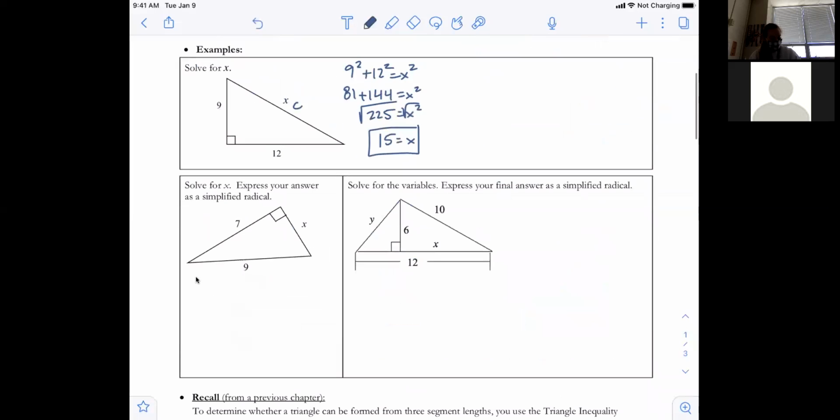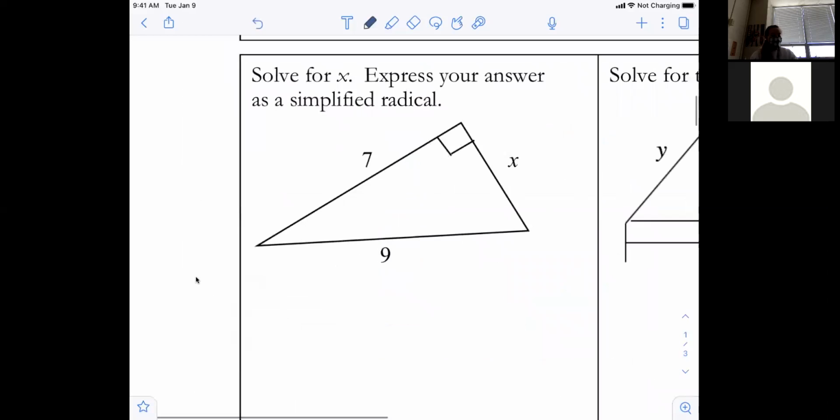We got another one where we got to solve for x. This one says express your answer as a simplified radical. It means if you give me a decimal, you are wrong. So where does x go here, a, b, or c? Does it go for c? No. Does it matter then if I put it for a or b? No, it can be either one. So I can do x squared plus 7 squared, or I can do 7 squared plus x squared. It does not matter to me.